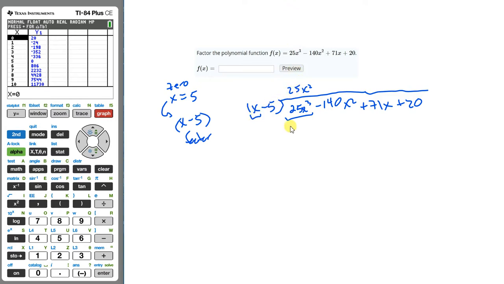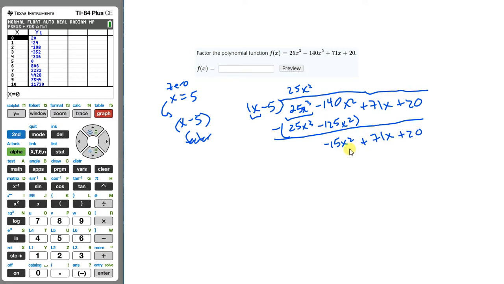Okay? When I multiply back down, what do I get? 25 times 1 is 25. X squared times x is x cubed. Now 25x squared times negative 5 is negative 125x squared. Like that. Subtract. Okay, and what do we end up with? 25, take away 25 is gone. Negative 140 plus 125, because minus on a minus is plus, leaves me with negative 15x squared plus 71x plus 20.